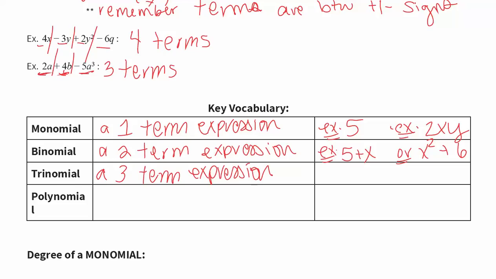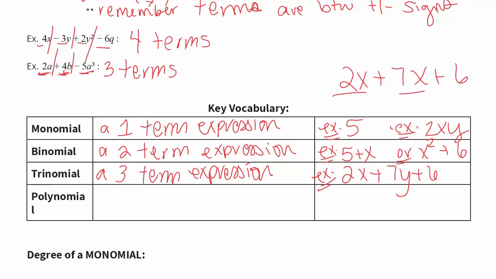So if you wanted to give me an example of a 3-term expression, I could say 2x plus 7y plus 6. I have 3 terms. Now I couldn't say 2x plus 7x plus 6, because I could technically combine those to make 9x, and then it really wouldn't be a trinomial, it would really be a binomial. So we always want to use different variables when we're talking about the number of terms.